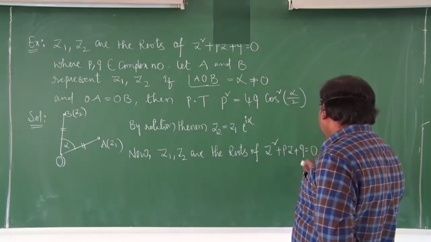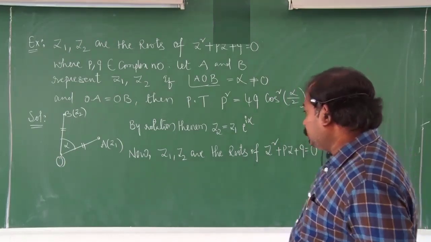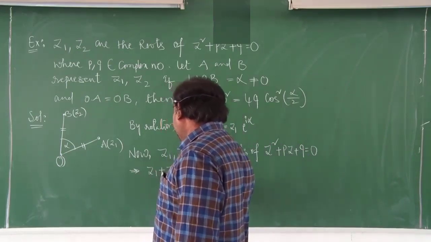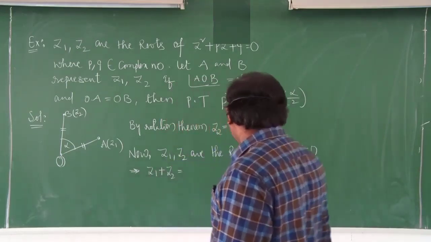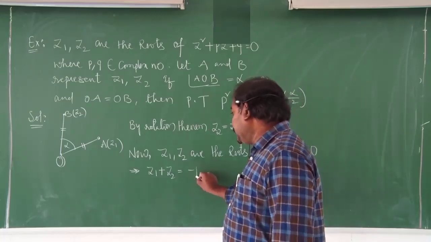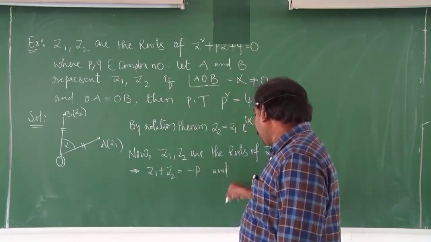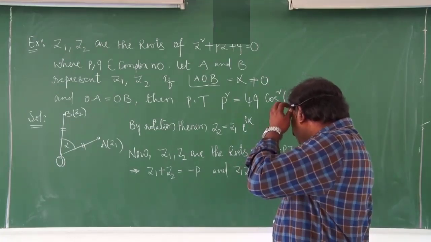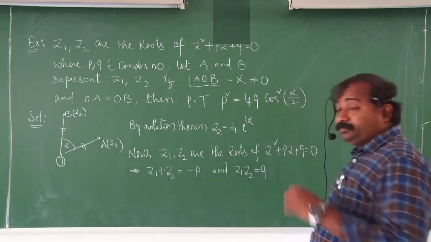This is the value, z square plus pz equals q. Immediately, the sum of the roots. What is the sum of the roots, z1 plus z2 value? Minus p. And z1 into z2 value is q.